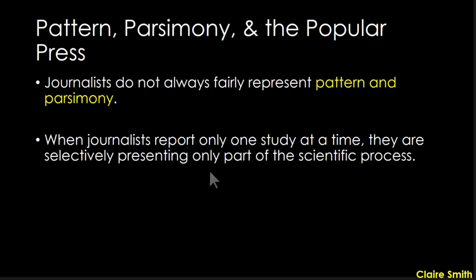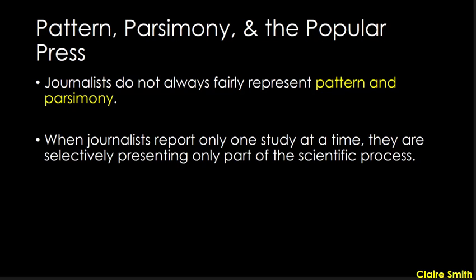In the popular press, typically journalists don't represent pattern and parsimony. They're going to report just one new finding, which isn't going to be reflective of all the science that has gone into whatever topic they're trying to talk about. Science is a very cumulative thing. So one article is not really going to accurately describe what all is going on in a particular area of study. So just be wary with popular press. Journalists aren't always going to be the most accurate.